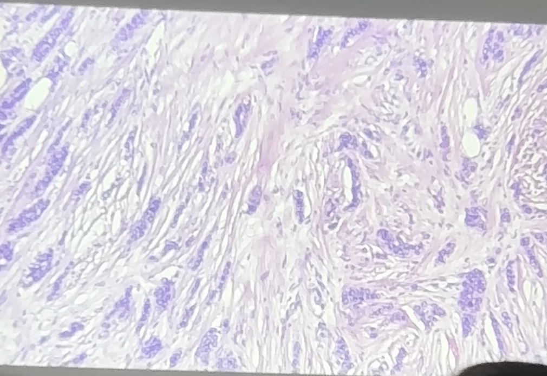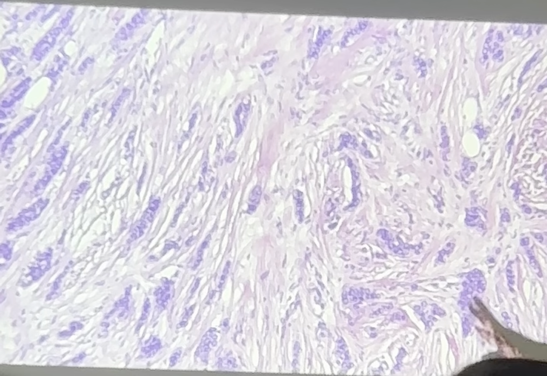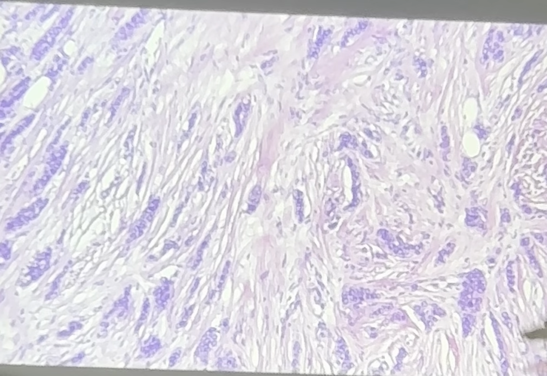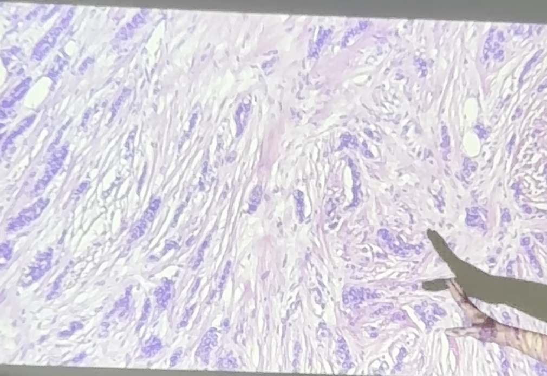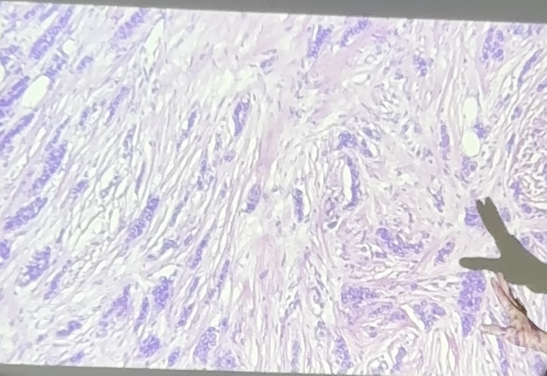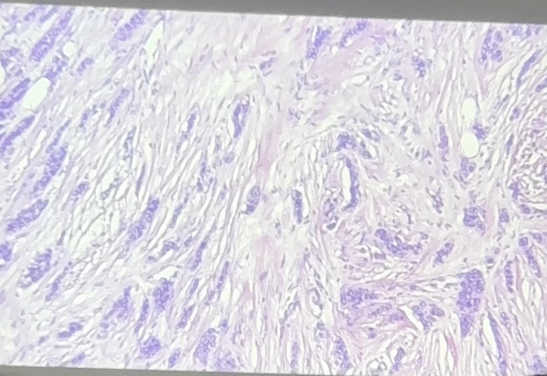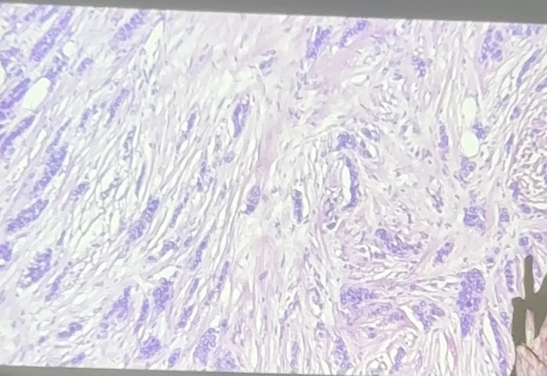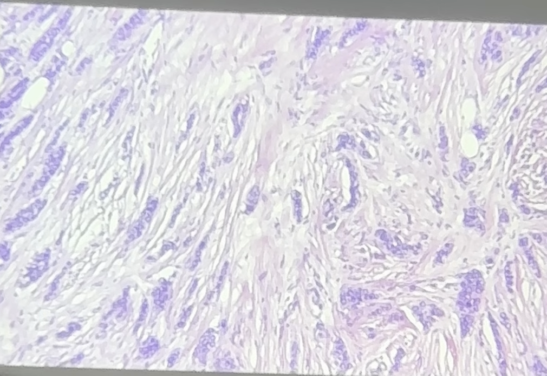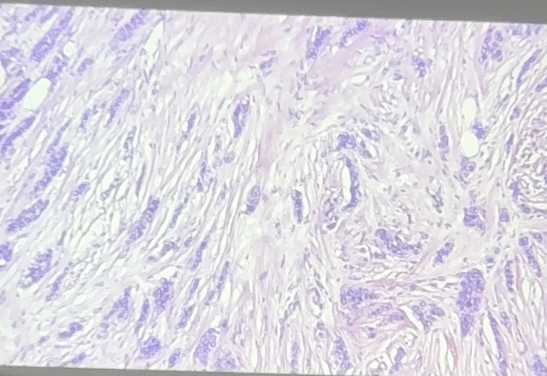Do you remember when we practiced the Nottingham grade? So we gave a score. What would be the tubule formation in this one? Is it forming tubular structures? No. So what score would you give in the tubular formation? It would be a score of 3. Because if it's mostly tubes, it's 1. Moderate amount of tubes, 2. And then no tubes, 3. So this is tubular grade 3.